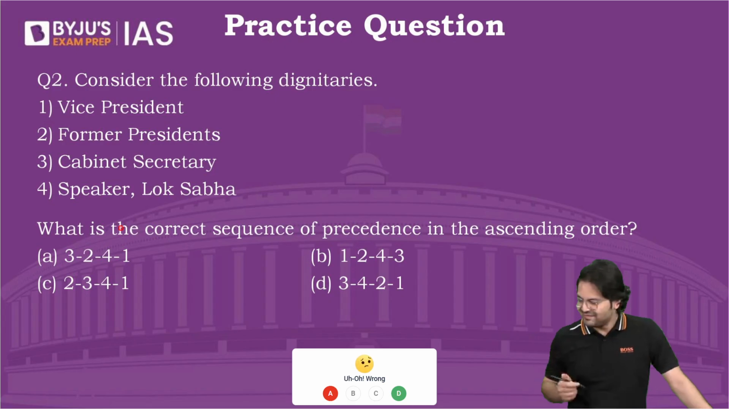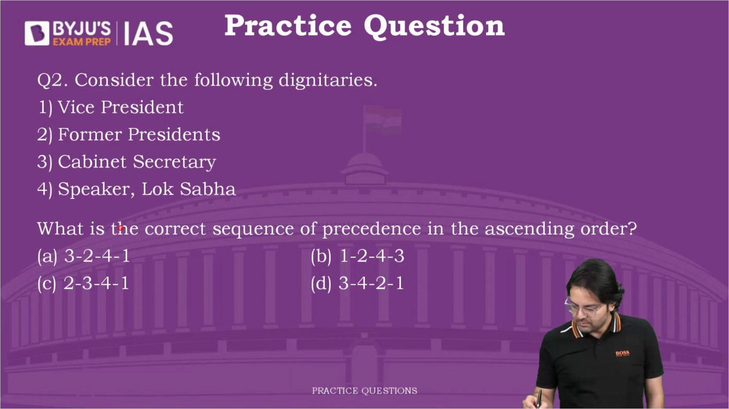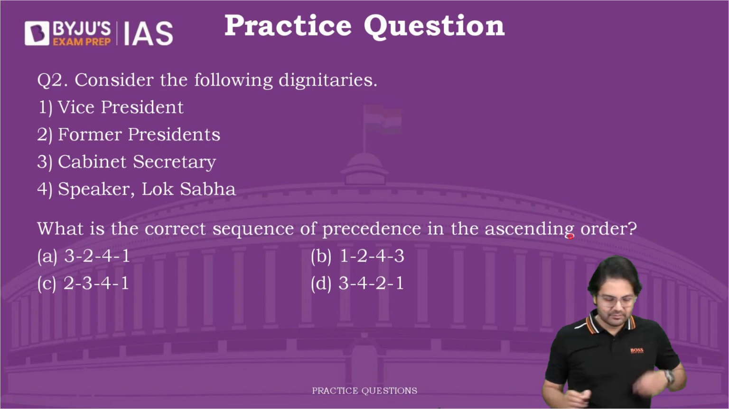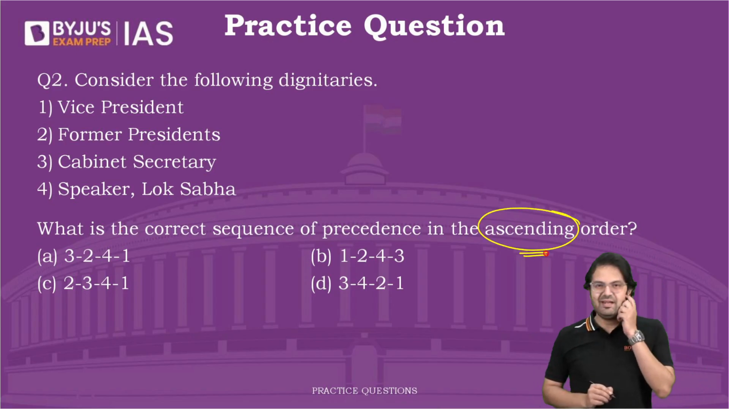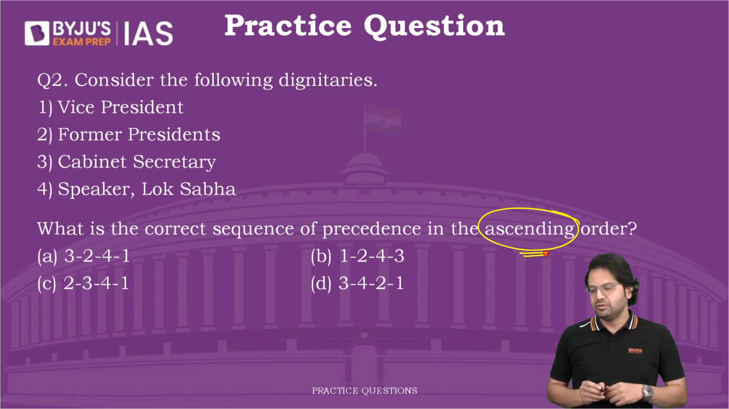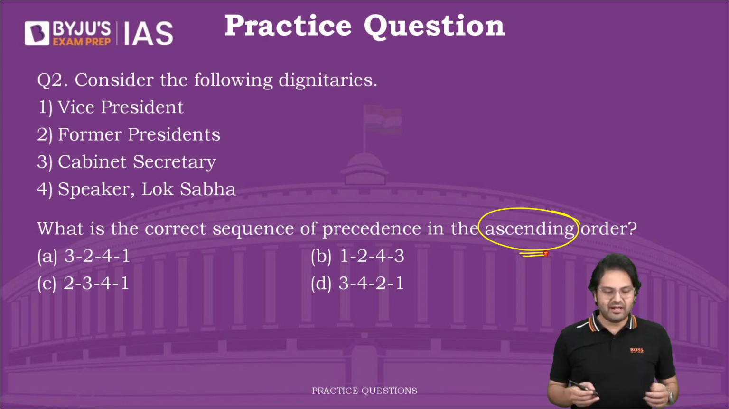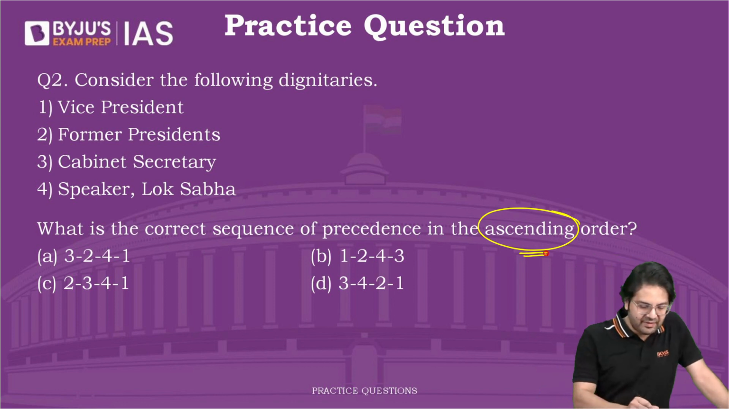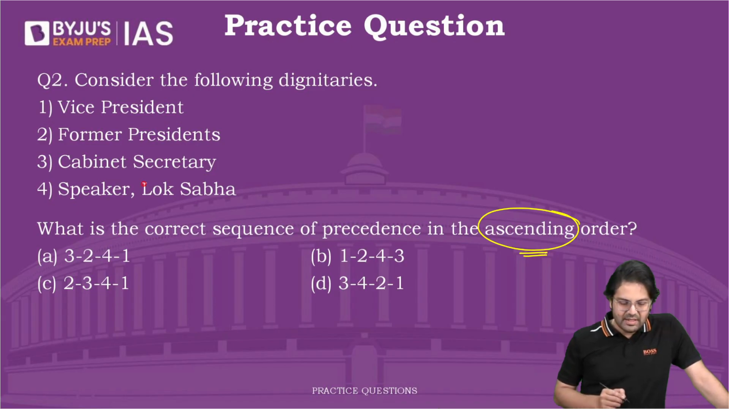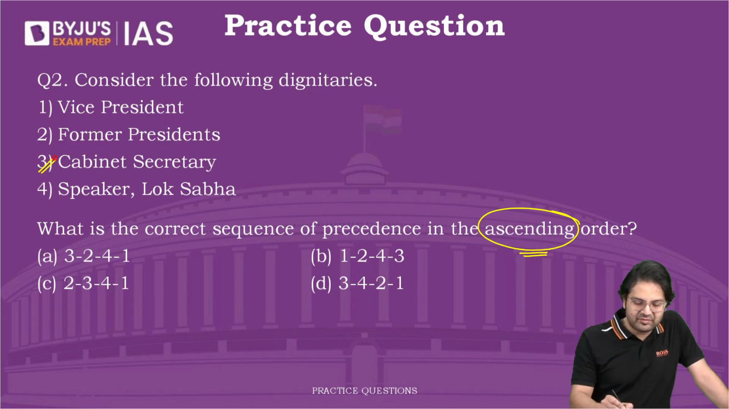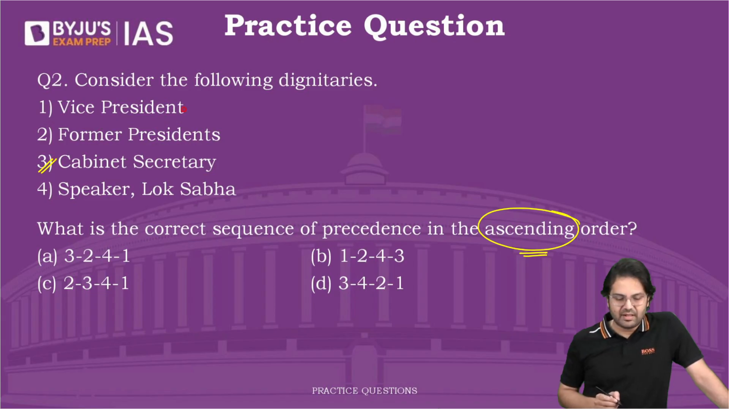Guys, the question said ascending order, not the descending order, starting from the person least in the hierarchy to the topmost person. Okay, ascending order. So, at the lowest in the hierarchy is the cabinet secretary, ranked 14. Highest in the hierarchy is the vice president of India, number 2 in rank. So, of course, the option has to end with 1 and begin with 3.